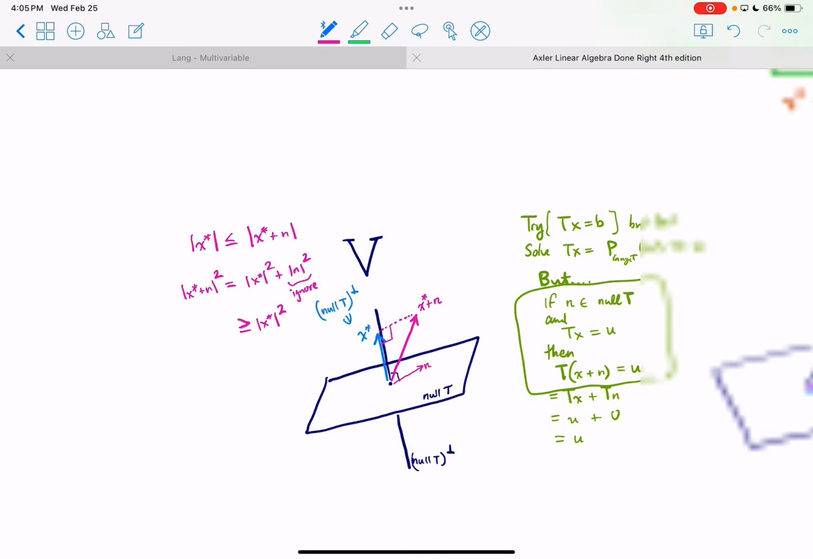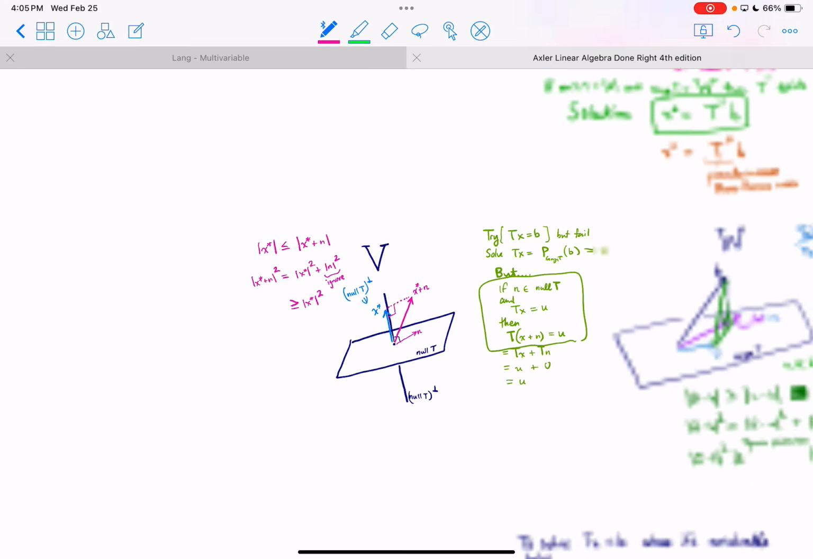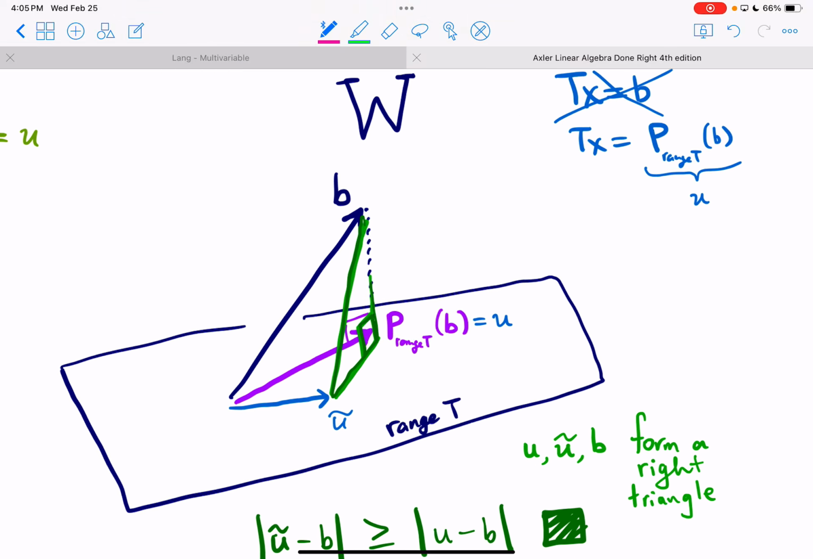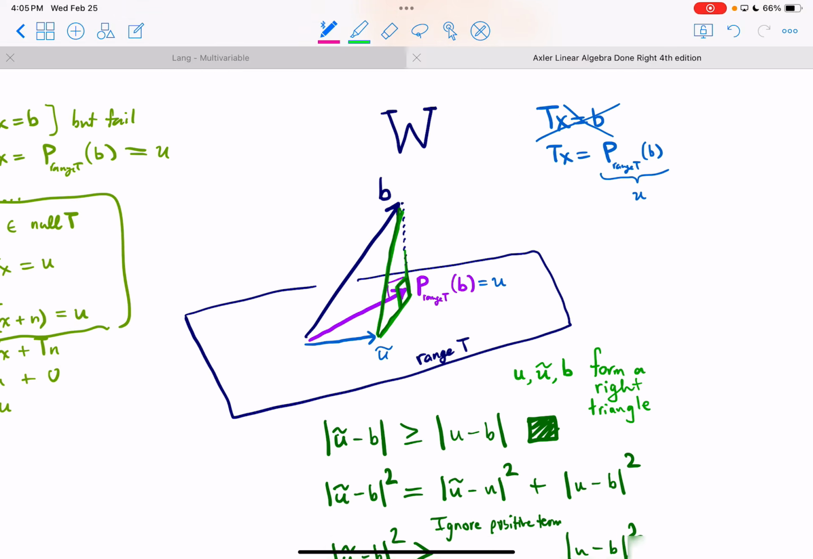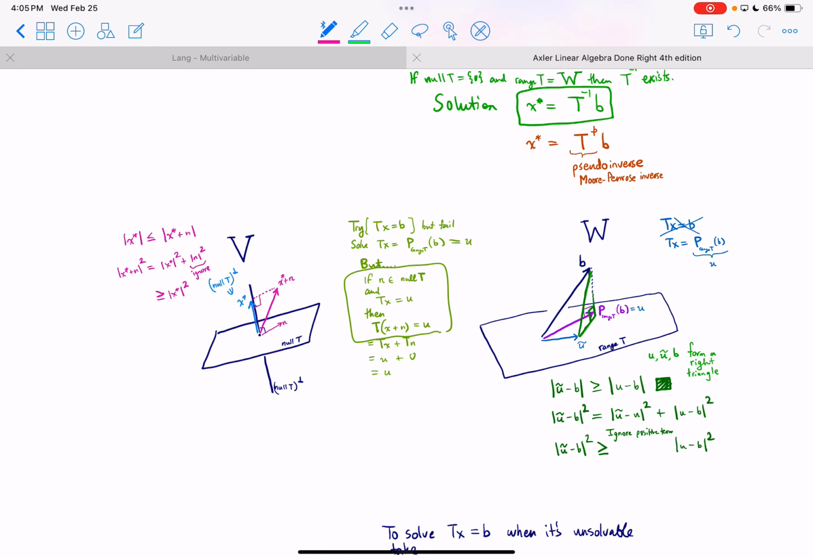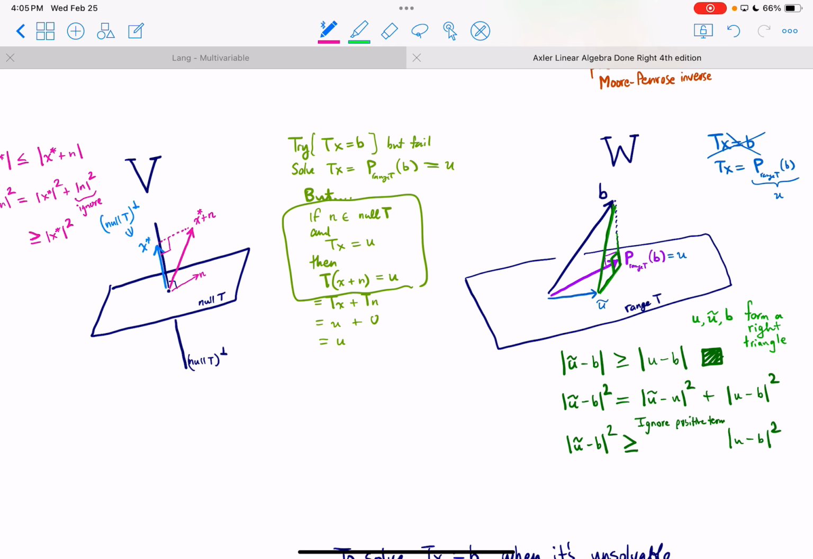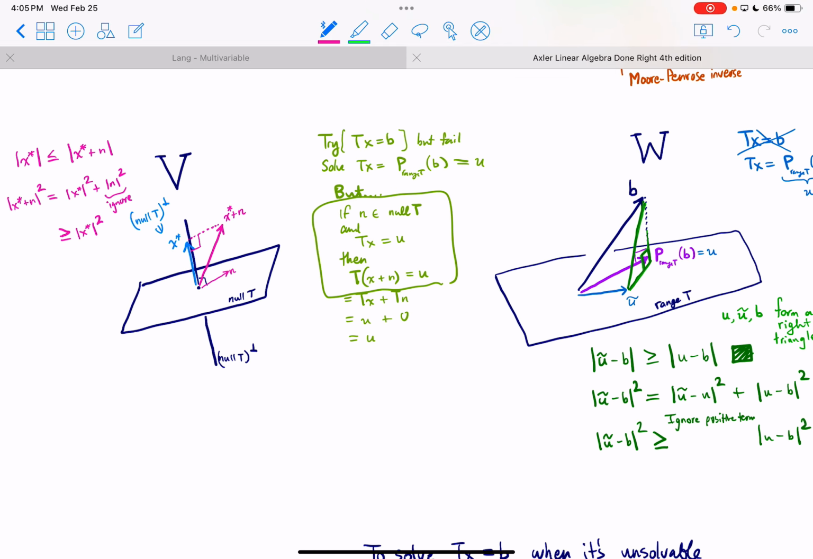Okay. Do you understand the picture in V, and do you understand the picture in W? Well, they both have to do with triangles, and they're both slightly confusing, but they're not that bad. Okay. I'll leave this up for a minute so you can stare and think.